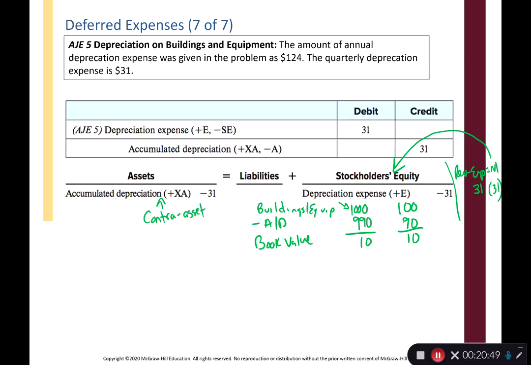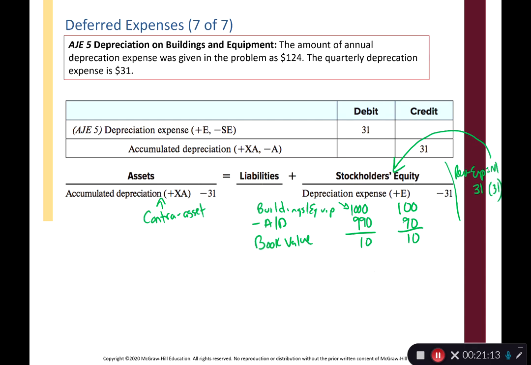Do our journal entry. Expenses go up with debits. So we debit the depreciation expense. And then assets go down with credits. So we're going to credit that accumulated depreciation. It is a contra asset, so crediting it makes it go up because it's the opposite of an asset. Assets go up with debits. Contras go up with credits, the opposite. But if that hurts your brain, forget it.